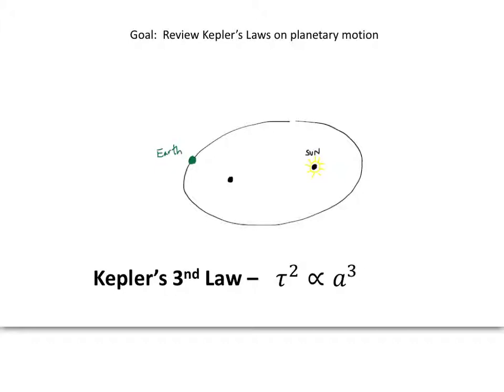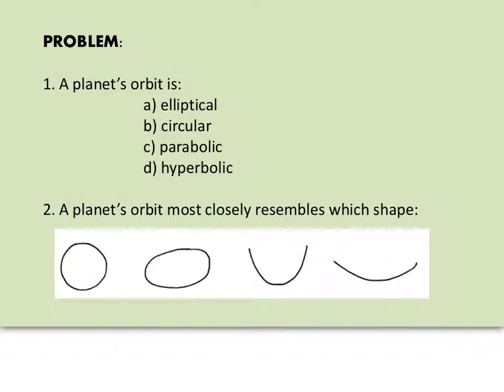Now that we have described Kepler's laws of planetary motion, let's do some problems to make sure that you can answer questions about a planet's orbital speed, shape, and period. Let's do the following two multiple choice problems together. In the first problem, I ask, a planet's orbit is either elliptical, circular, parabolic, or hyperbolic. And in the second problem, the question is, a planet's orbit most closely resembles which shape? We've got a circle, ellipse, parabola, and hyperbola.